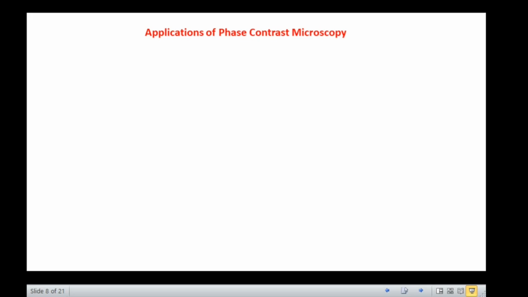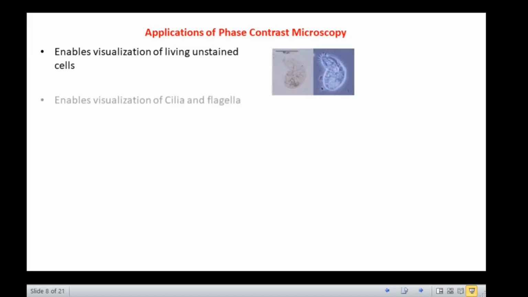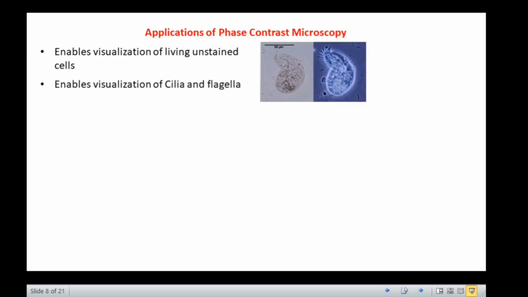Phase contrast is preferable to bright field microscopy when higher magnifications like 400x and 1000x are needed and the specimen is unstained or the details so fine that color does not show up well. Phase contrast microscopy enables visualization of cilia and flagella which are nearly invisible in bright field microscopy but show up in sharp contrast in phase contrast microscopy.